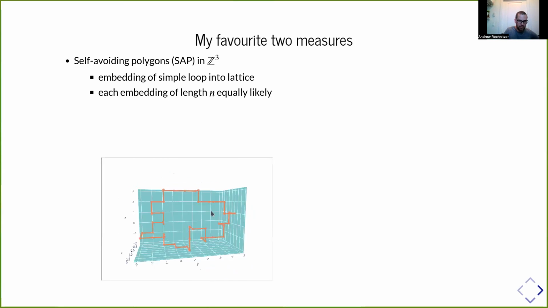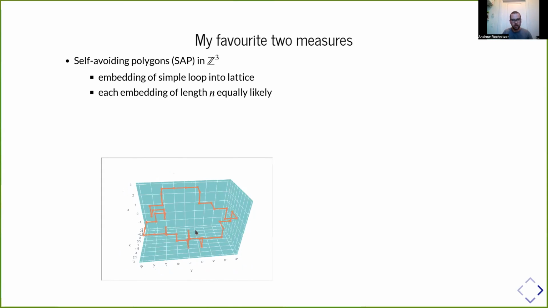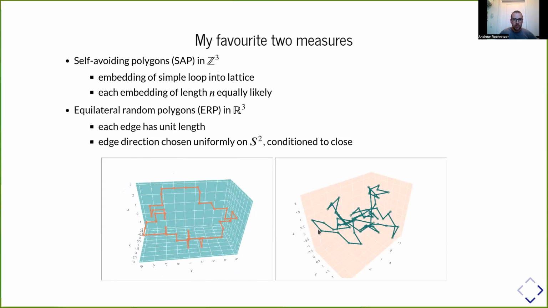So we have one here bouncing around, which I hope works on Zoom. And then another probability measure that I'm getting to know a bit better and starting to enjoy playing with is the set of equilateral random polygons. And here, each edge has unit length, and each direction of the edges is chosen uniformly on the two-sphere and conditioned so that the thing actually closes up. And so here's an equilateral random polygon here.